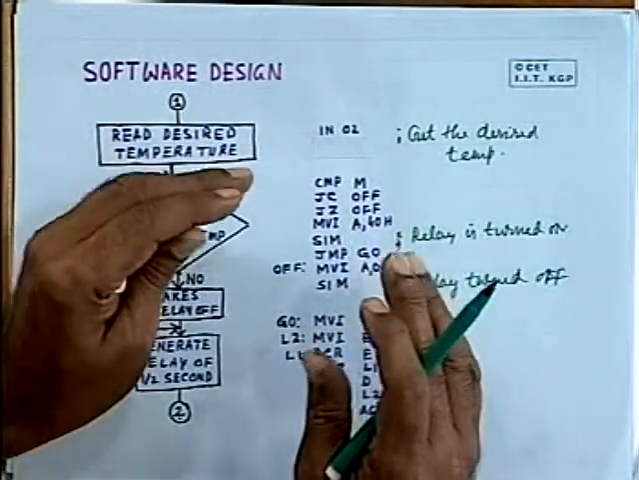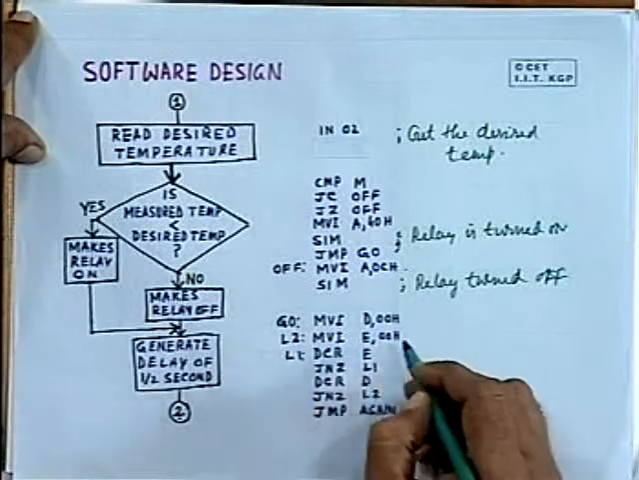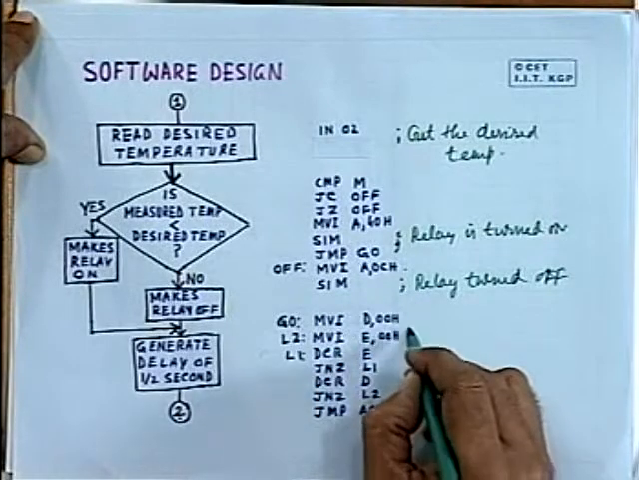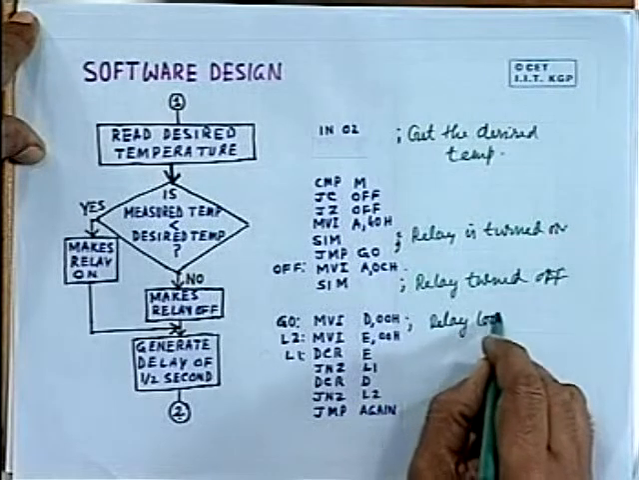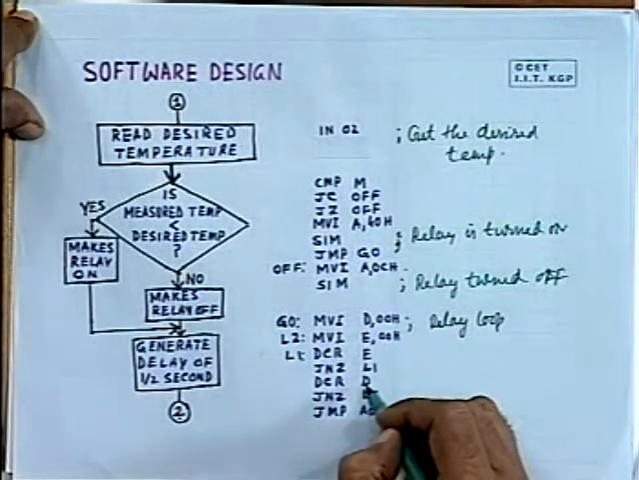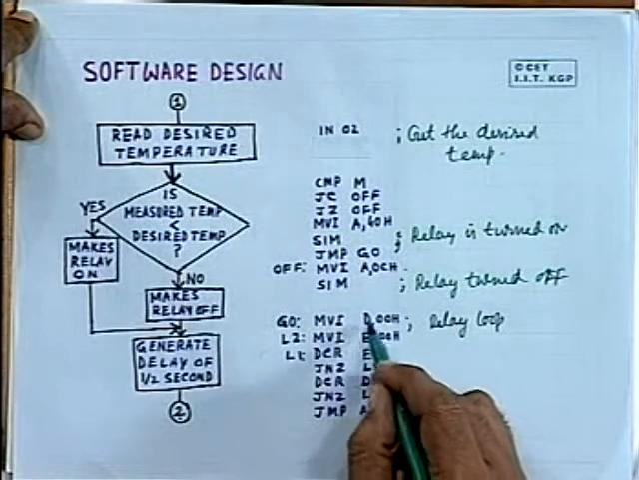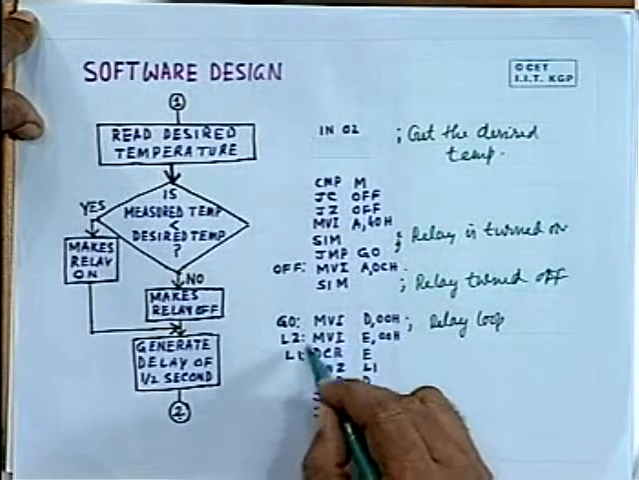And after making the relay on and off, you should wait for some time, because the temperature of the water bath does not rise very quickly. So you wait for some time, then again you go back to the original program. So to do that, here a delay has been generated. This is the delay loop, and which has been implemented with the help of two registers D and E, and using two nested loops.